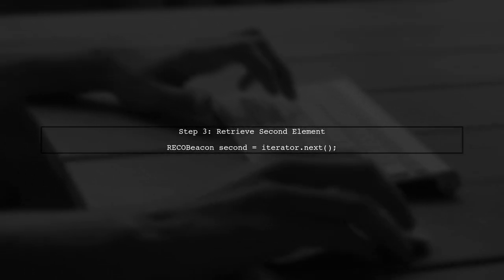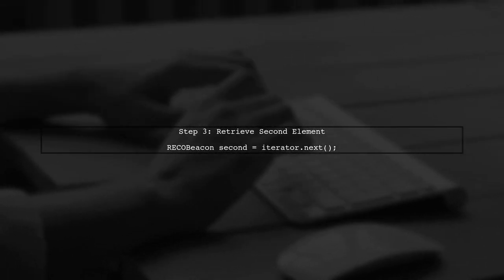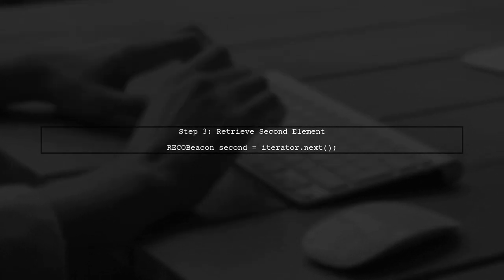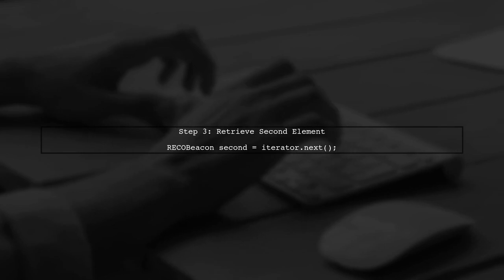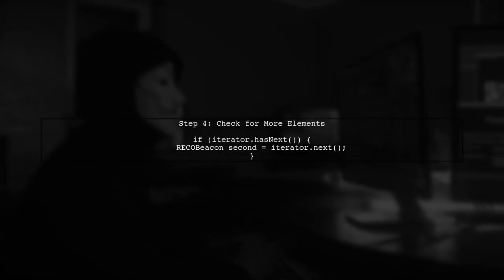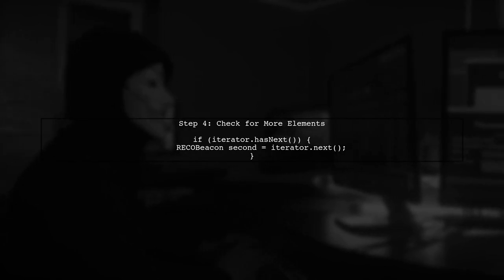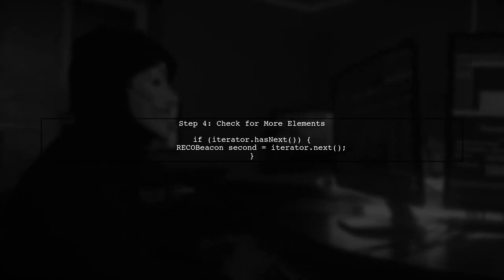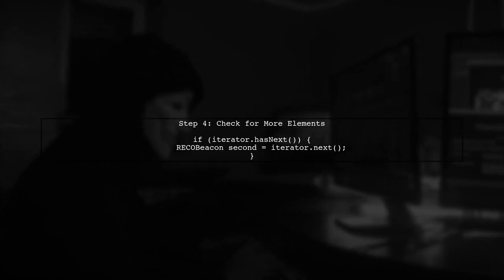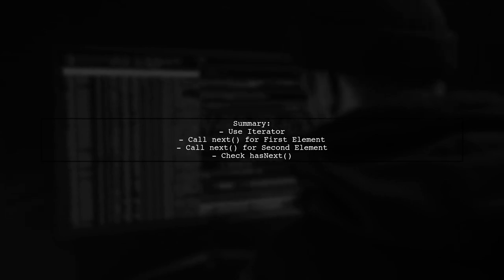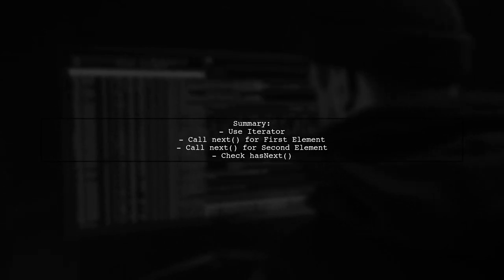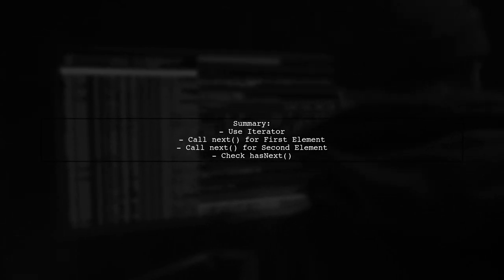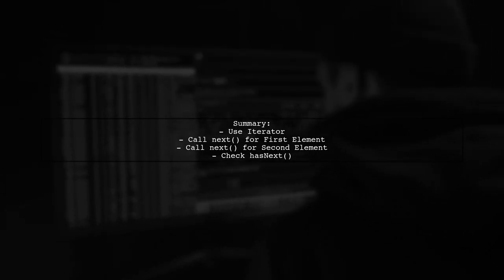Now, to get the second element, we simply call next again on the same iterator. It's important to check if there are more elements in the collection before calling next to avoid exceptions. In summary, use an iterator to navigate through the collection and call next twice to access the second element safely.